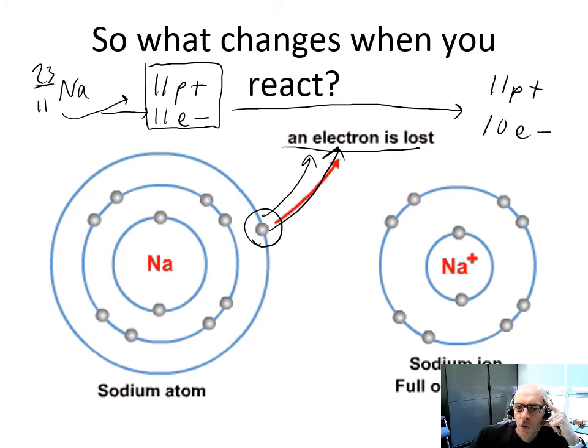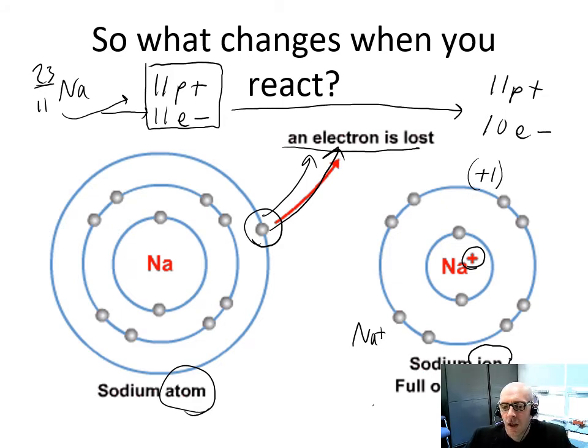Right, it's no longer neutral. It now has a charge. What's the charge? The charge is positive by 1, plus 1 charge on this atom. That will be drawn as an Na+. It's no longer an atom. Here is an atom. This is an ion, not an atom.